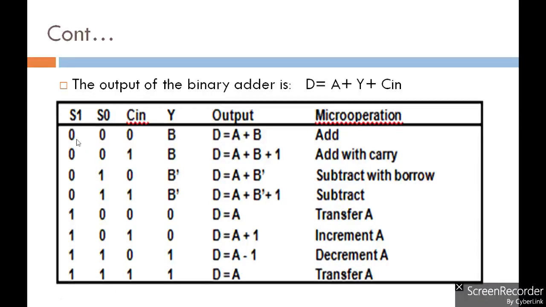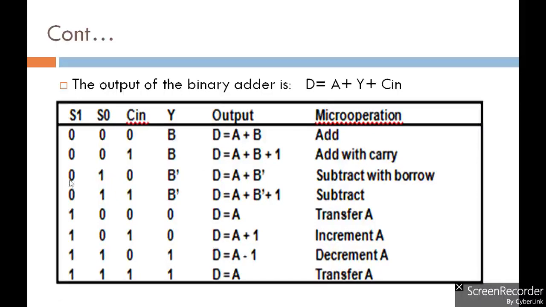So if we apply 0 0 0 to S0, S1 and C in all these three inputs, then the circuit will behave as a binary adder. Now if we apply 0 0 to S0 and S1 and input carry 1, then Y will remain as it is, that means B, but the output of the circuit will be addition with carry. That means we can add a carry bit into the adder. So A plus B plus 1 will be performed.